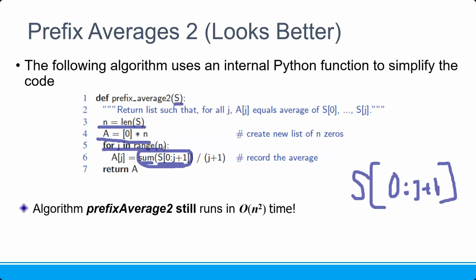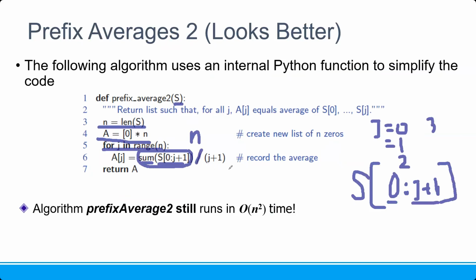Now we have a for loop from J equals 0 until N. So it is N operations. Now you can see the summation. We want to do the summation from index 0 until J plus 1. So if J equals 0, then the summation will be from 0 until 1. If J equals 1, then there will be a summation from S index 0 until 1 plus 1, which is 2. When J equals 2, there will be a summation from index 0 until 2 plus 1, which is 3. If J equals 3, then there will be a summation from index 0 until 3 plus 1.